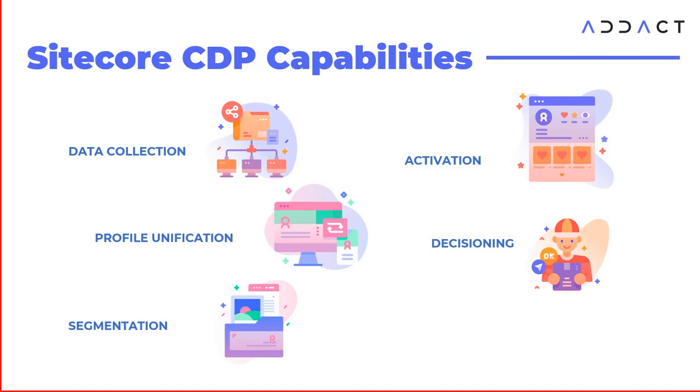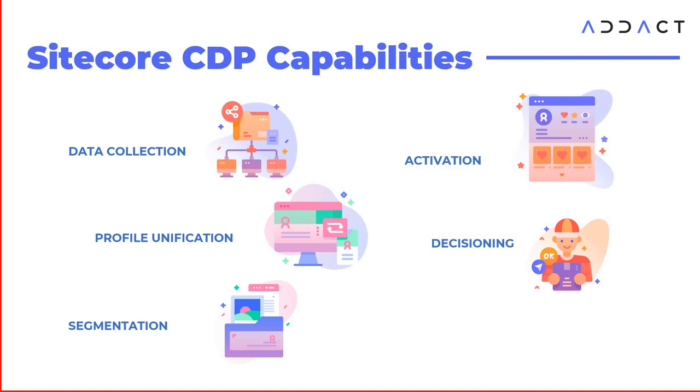Think of this as a super skill that allows a CDP to gather information about the customer from all over the place, like a website, an application, even when you are visiting a store. The CDP collects data like your name, what you do, and what you like. This information stays until we don't need it anymore.